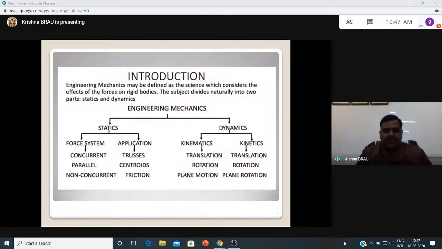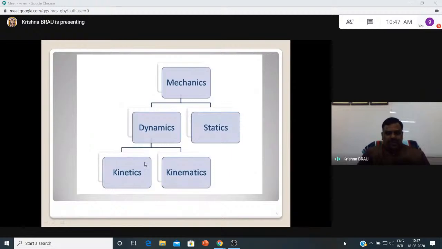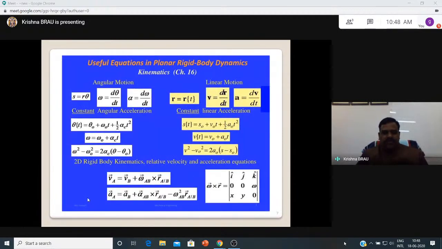For any type of motion, this we also discussed yesterday. Today we are going to discuss kinetics by applying D'Alembert's principle. That means this is the domain we are considering today: mechanics, in that dynamics, in dynamics again kinetics, in kinetics again D'Alembert's principle. So this is how the 2 hours class we will plan.